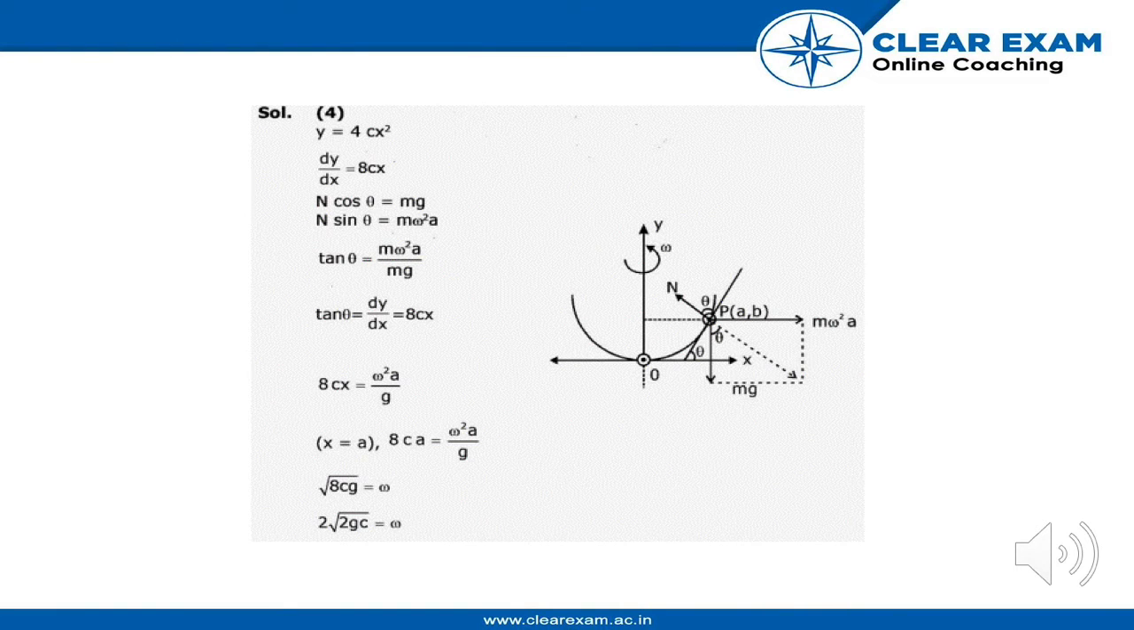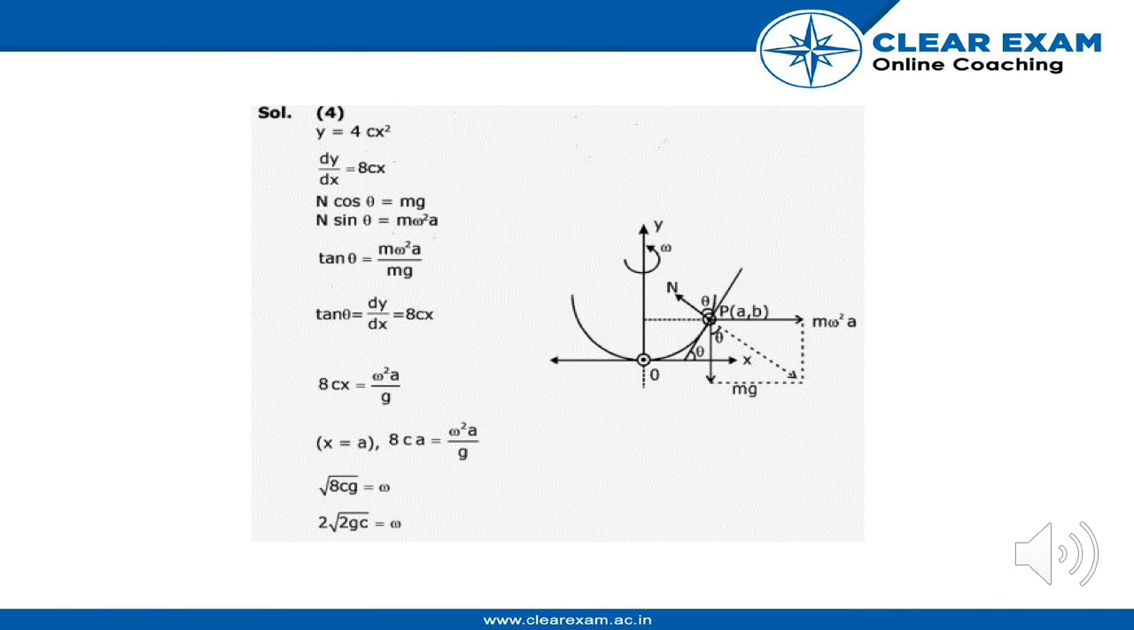We have y = 4cx², so we differentiate it, that is dy/dx = 8cx, and N cos theta = mg, and N sin theta = m omega² a. Tan theta = m omega² a upon mg, and tan theta = dy/dx = 8cx. So we equate the two, as both are tan theta.